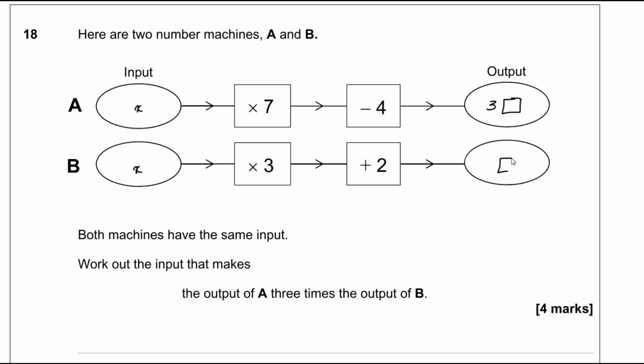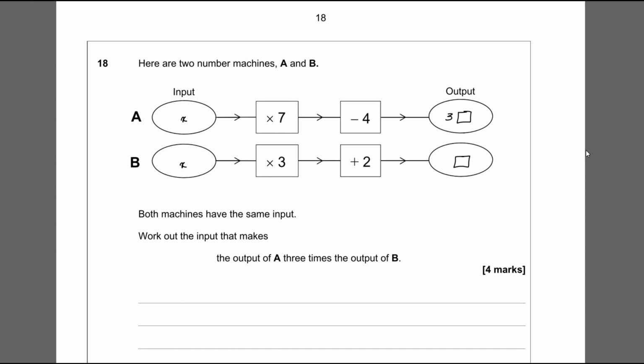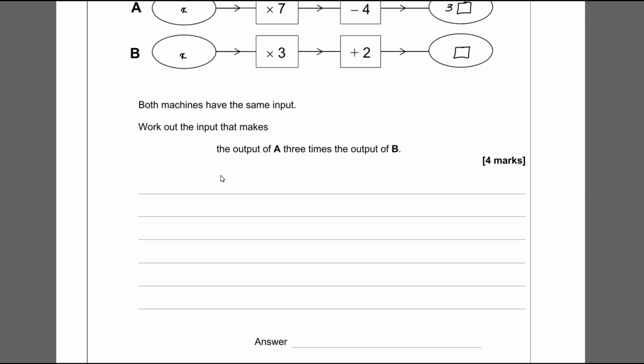So the output of B is just something, and then the output of A is 3 of something. Okay, let's find what is X. So we can say the output of A is 3 times the output of B. For the output of A, we have X as the input times 7 and then take away 4. That makes the output of A: it is X times 7 take away 4. Then we have the equal sign here, and we have 3 times, and then now the output of B. Let's make a bracket. What is the output of B?